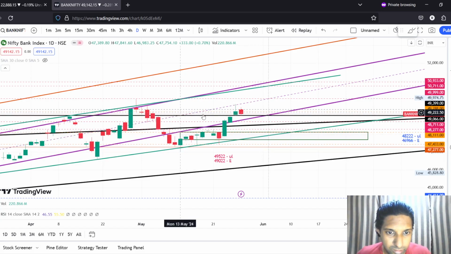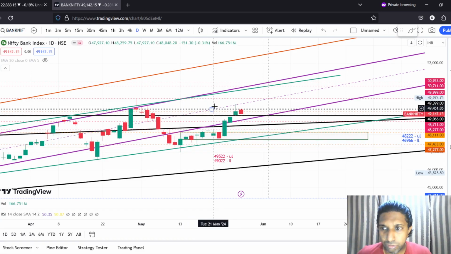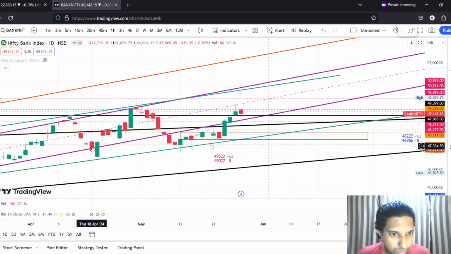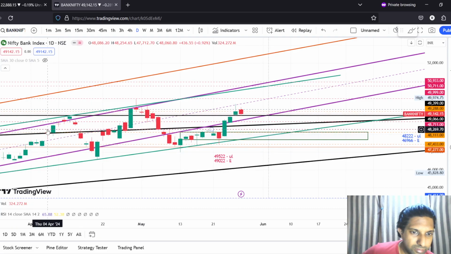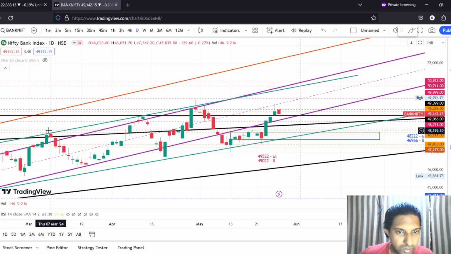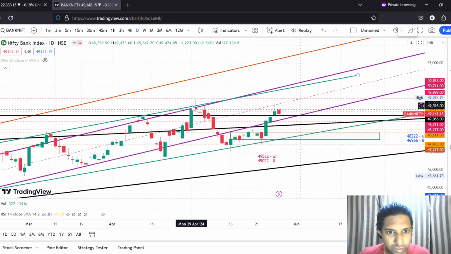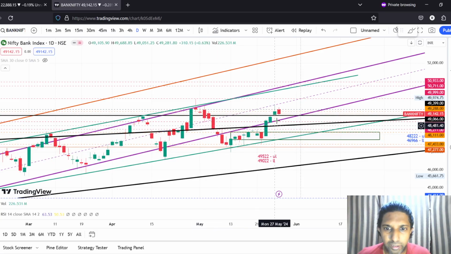But there is this level, right? 49,000. So 49,066 is the level, which also happens to be a breakout zone. It had been acting as resistance on this occasion, and then here it broke out, and then after some profit booking, it came down and again went up, right? So this level happens to be a support now. If this support breaks, then we may see a further downside, but according to me, that is not the case. That we will see in the coming days.